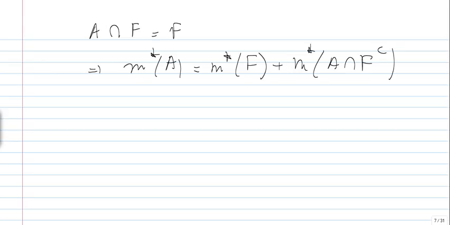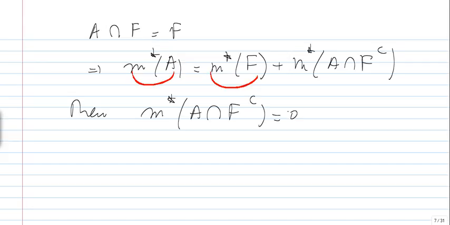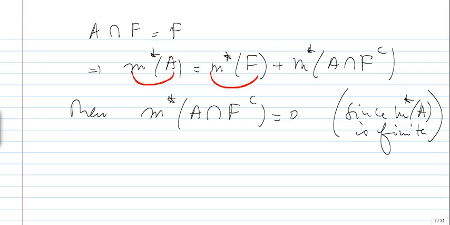So since the outer measure of F and the outer measure of A are equal, and finite, which is very important, otherwise it's not true, we get that the outer measure of A intersect F complement is 0. If it's not finite, this may be a problem. So since it has outer measure 0, A intersect F complement is measurable.